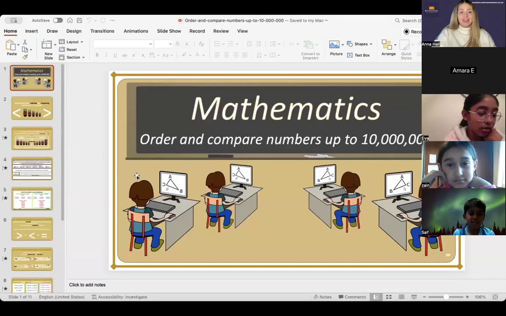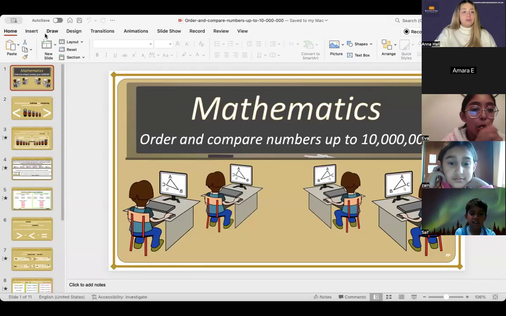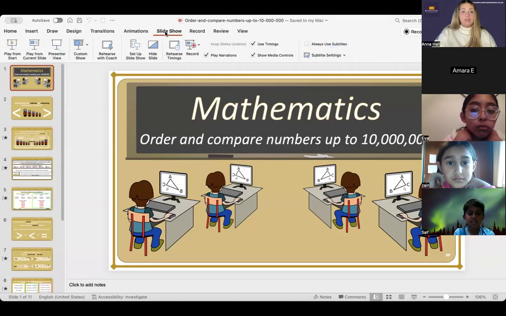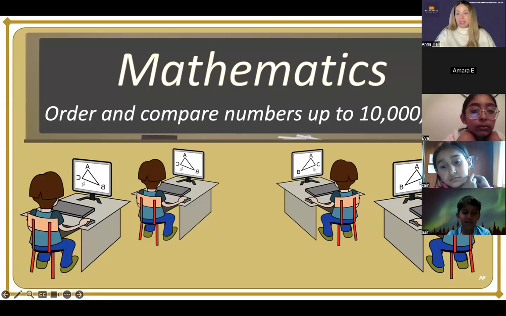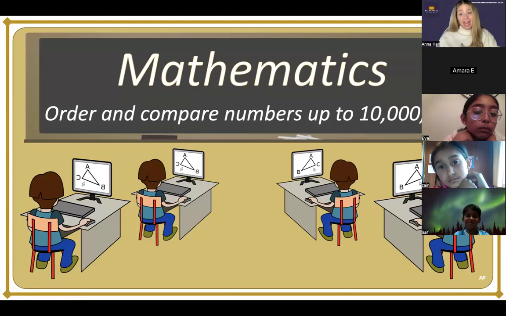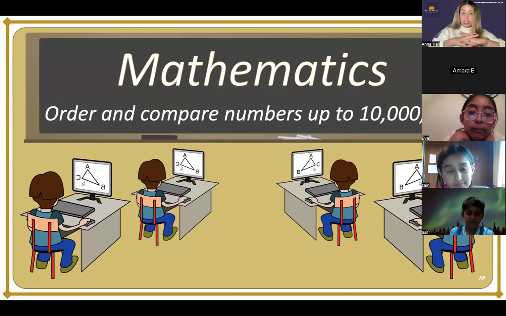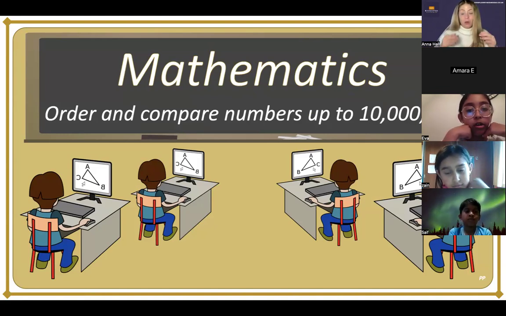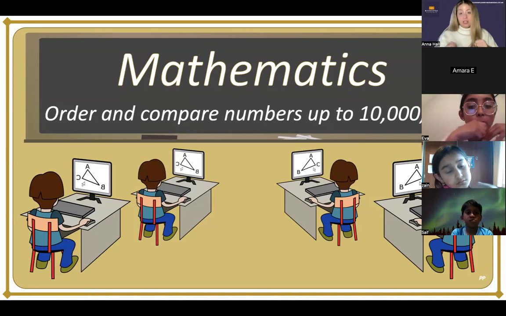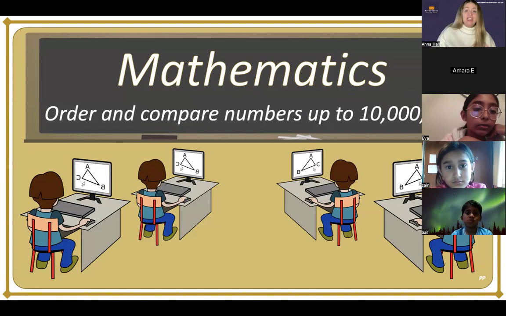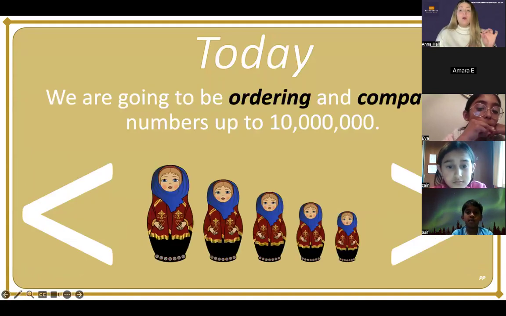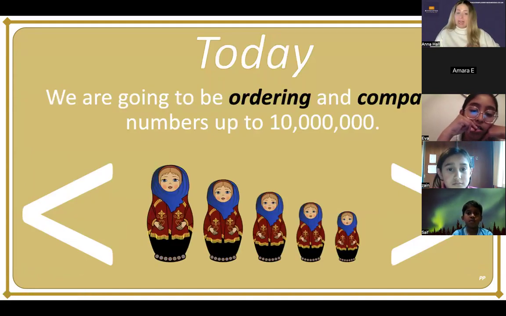You're an absolute superstar. Okay, so last week we looked at big numbers, didn't we? And this week, what we're going to do is order and compare numbers up to 10 million. These first few sessions all cover the real foundation of maths, all these really key core things that we need to know to be able to do all the big complicated stuff later. Okay. So today, we're going to be ordering and comparing numbers up to 10 million.